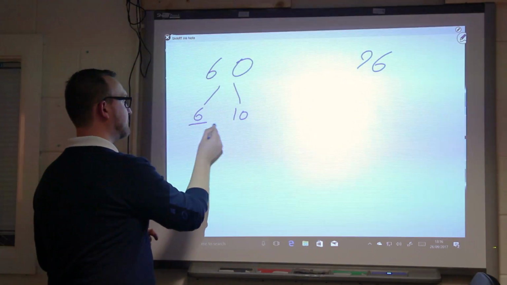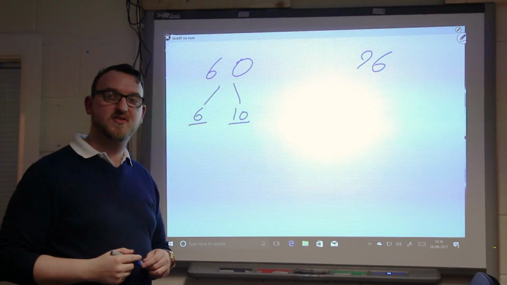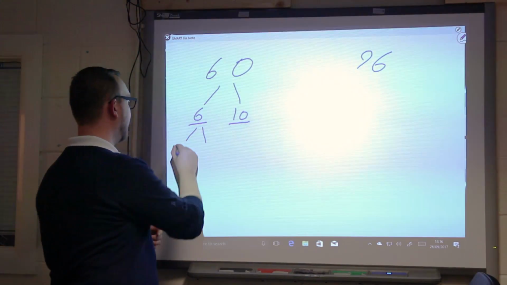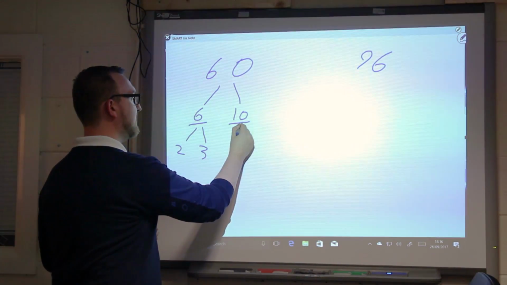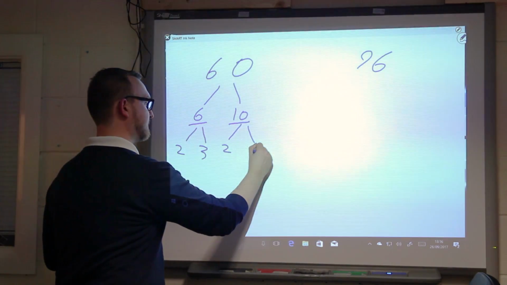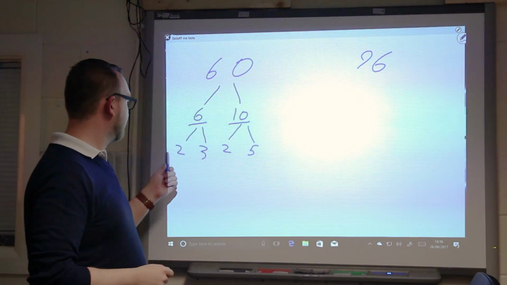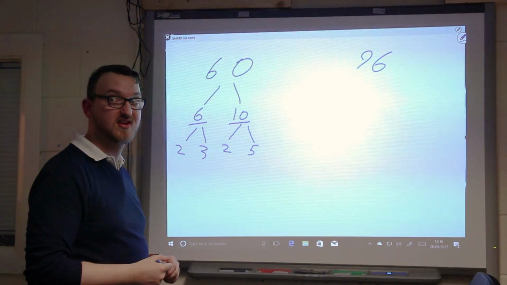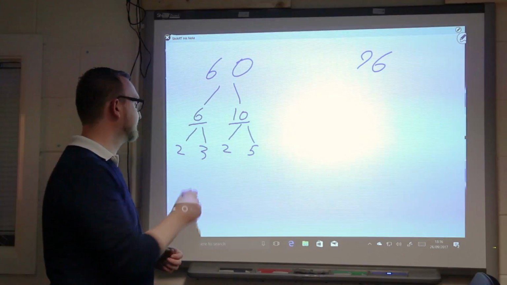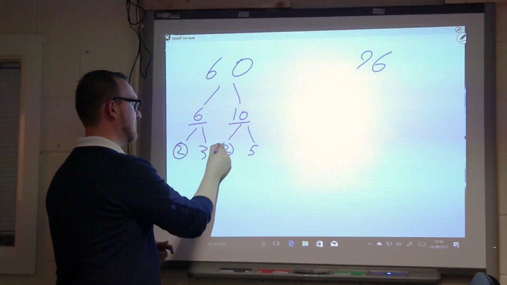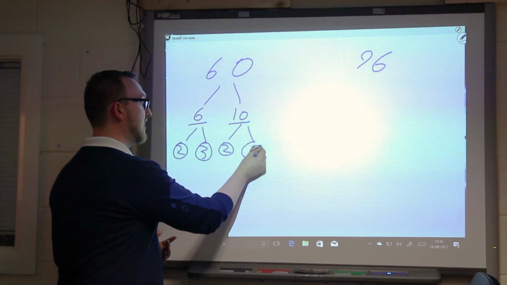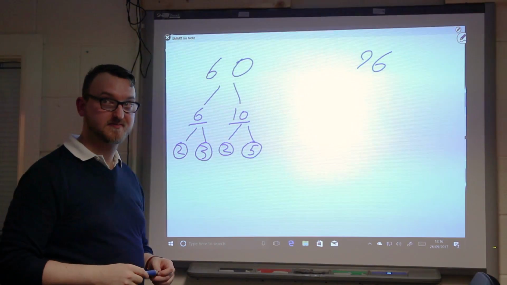So those numbers can be broken down even further. To make 6, 2 and 3, and to make 10, 2 and 5. 2, is that prime? If you remember your list, yes, it is. It's the only even prime number. 3 is also prime, and so is 5. So we've gone as far as we can with that.